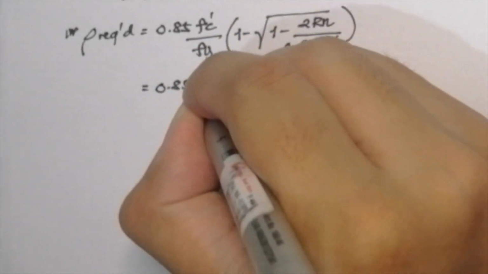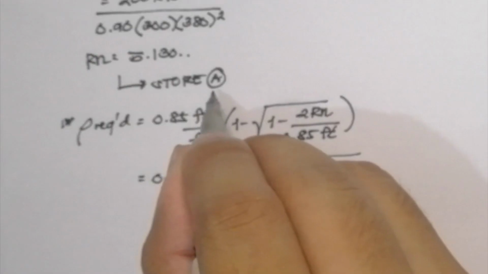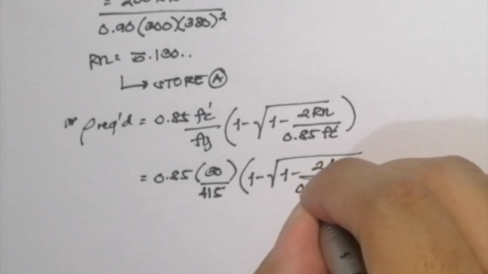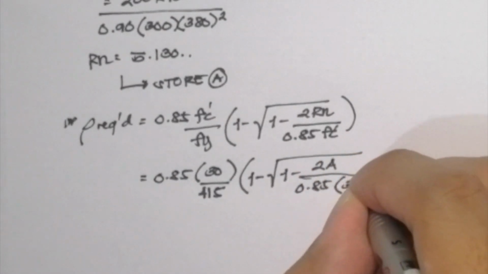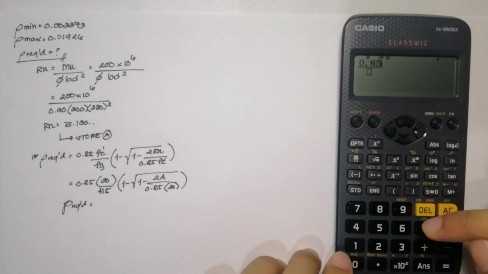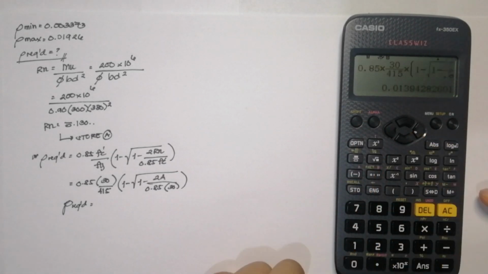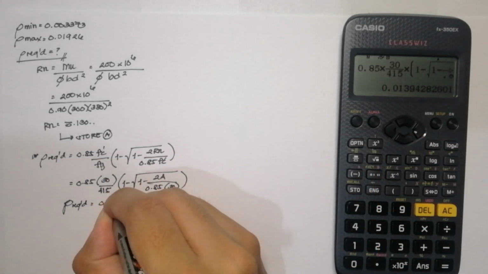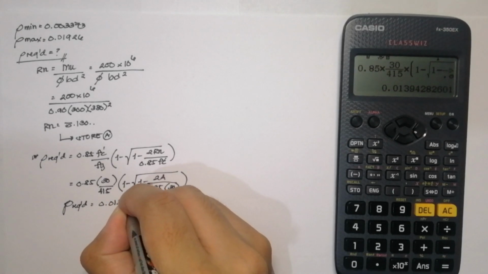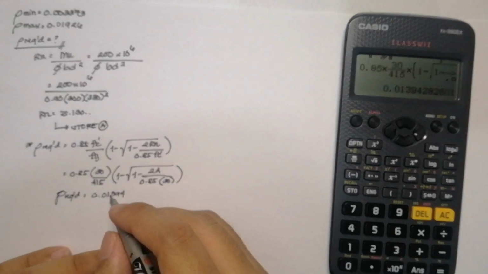So by substituting our values, you use A because we stored the value of Rn at A. So for the required reinforcement ratio, or rho required, we can get a value of 0.01394. So our next step now is to compare it to the limits.